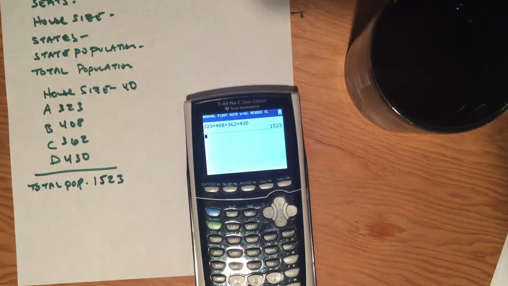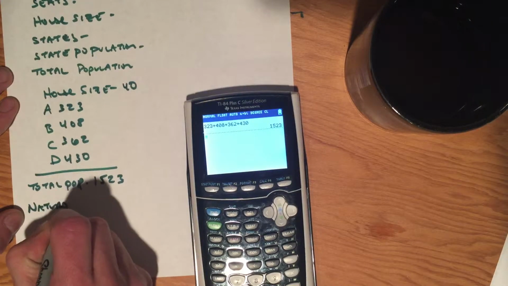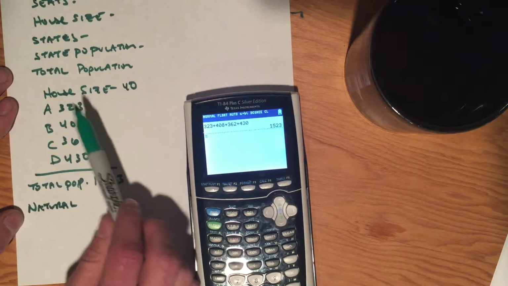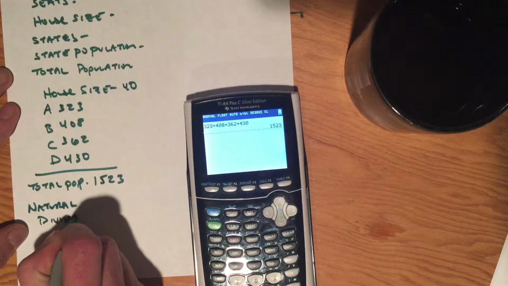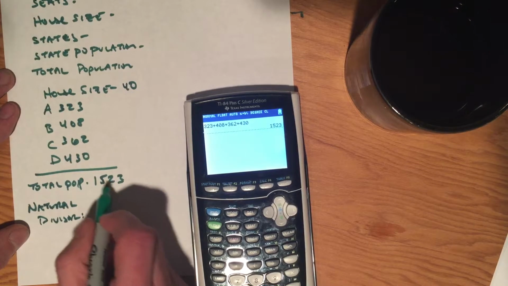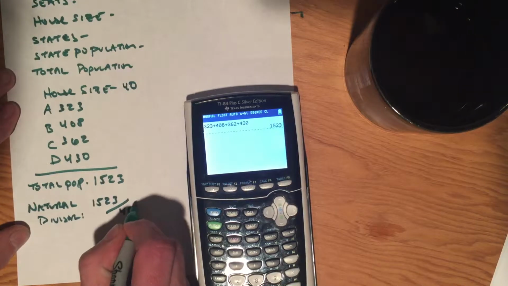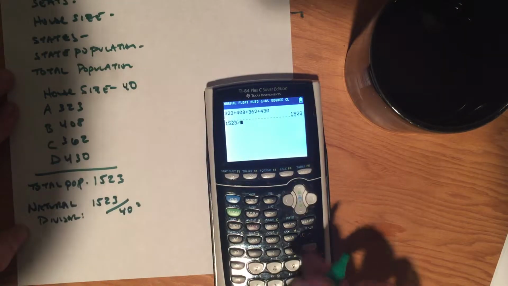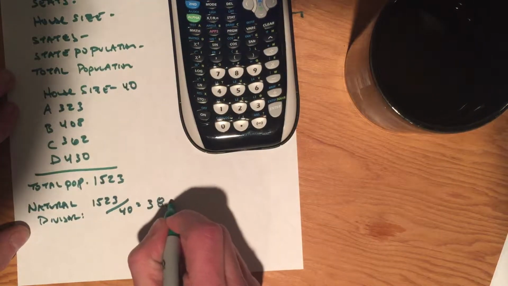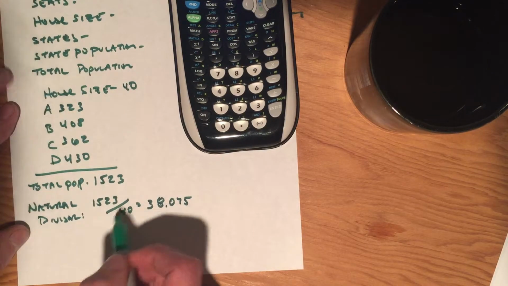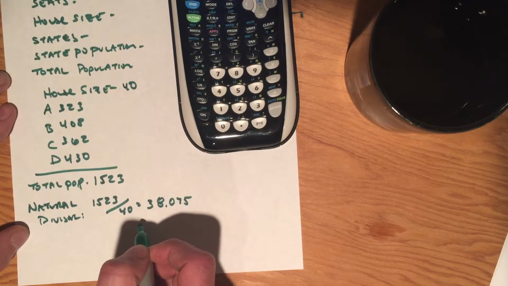From here, we're going to find our natural divisor, and this was a definition that we had on Friday. Our natural divisor is the ratio of population to representatives. It comes from the total population divided by the house size. So we have 1523 divided by 40, which is 38.075. That's population, people per representative, or population per seat.